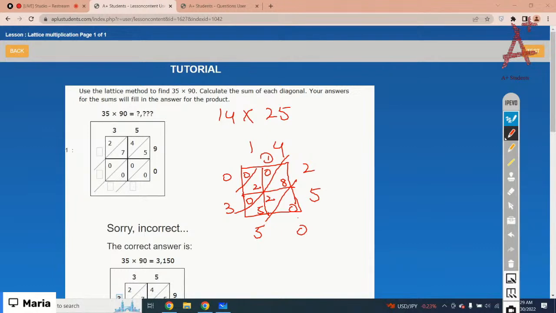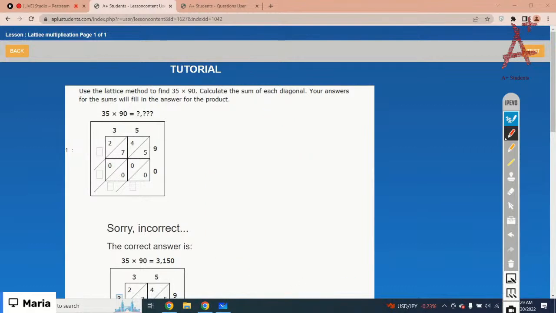So that is the lattice method. That's how you multiply the numbers. You have to start writing numbers from here to here. It would be 350. So 14 times 25 is 350. Got it? Okay, you can complete the test. You can do the practice questions as many as you can to learn the method. Got it? So let's just start with the next lesson.